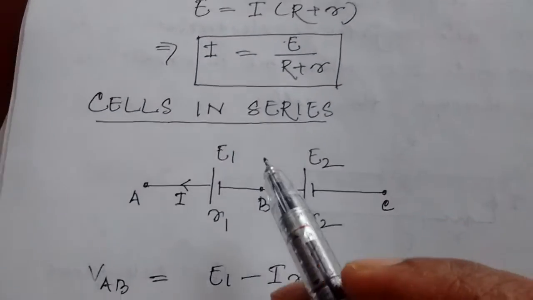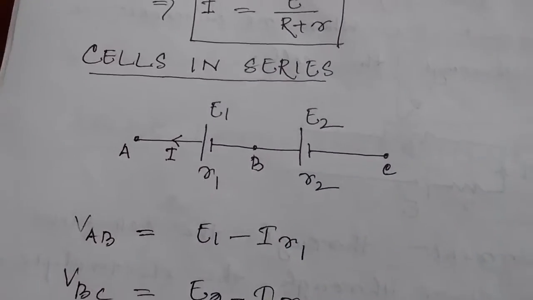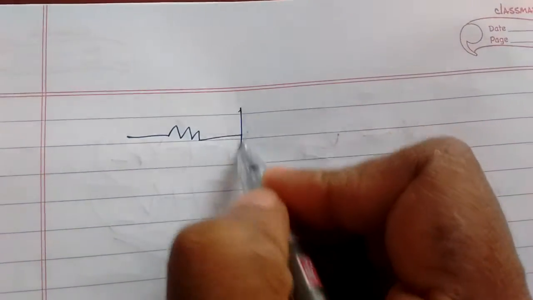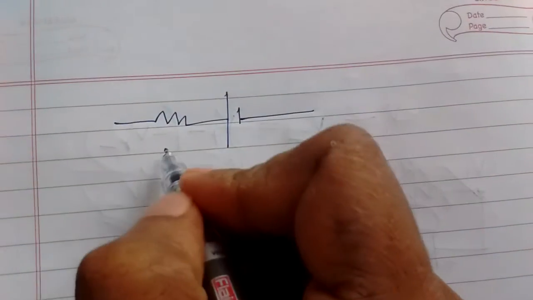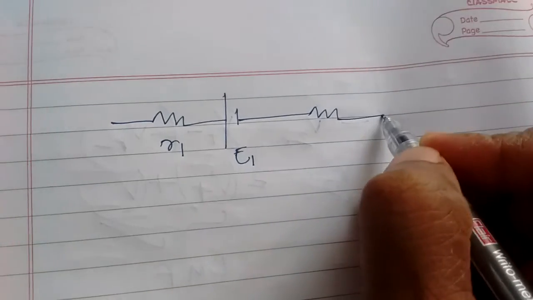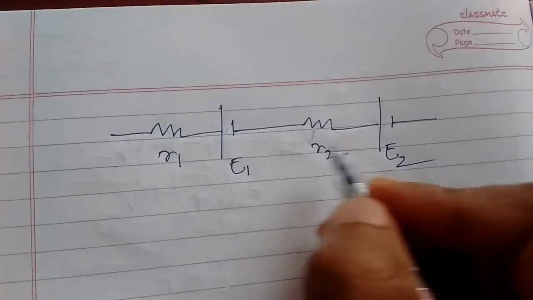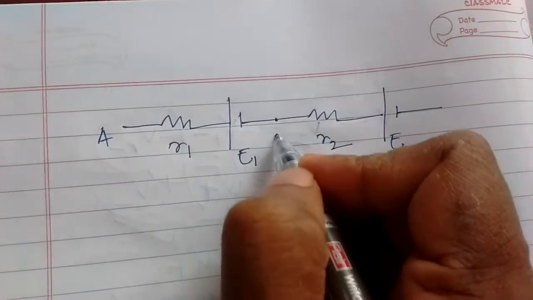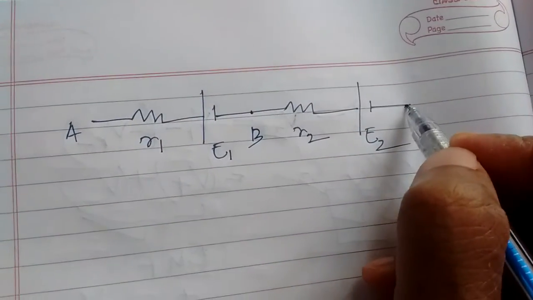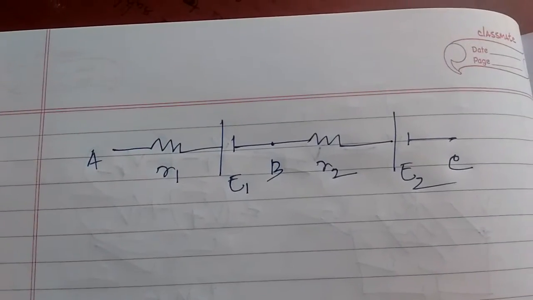Now look here. R1 is shown implicitly, not explicitly. The actual figure will be like this: this is cell 1, this is R1, E1, this is R2, this is E2. Point A, point B, point C. Okay, this is the actual figure.